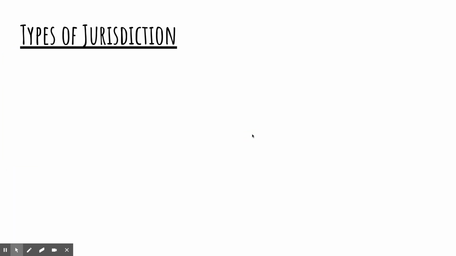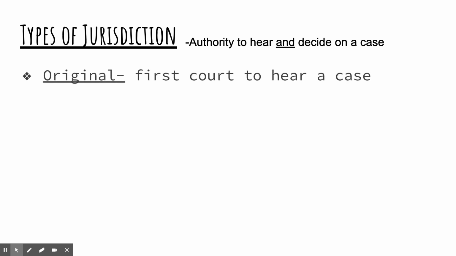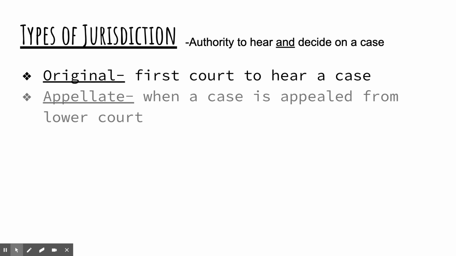So let's talk about types of jurisdiction. And remember, jurisdiction is the authority to hear and decide on a case. So original jurisdiction, that means the court is the first court to hear that specific case. Appellate jurisdiction is when a case is appealed from a lower court, so it has already been heard by a court before it gets to the appellate court.